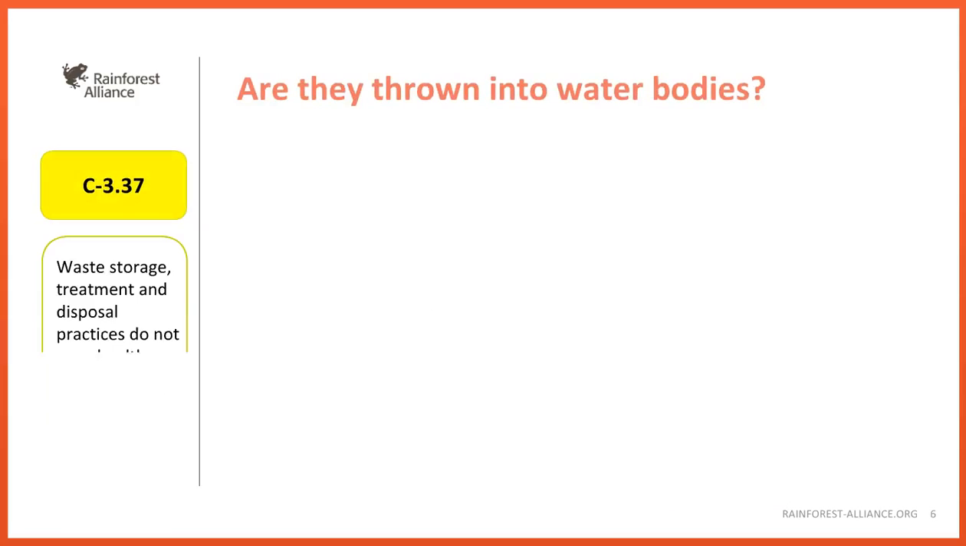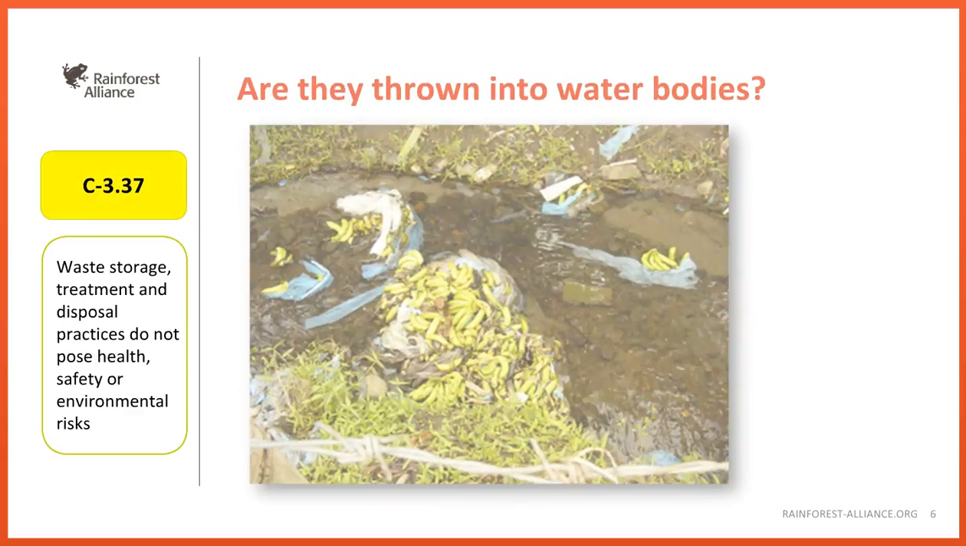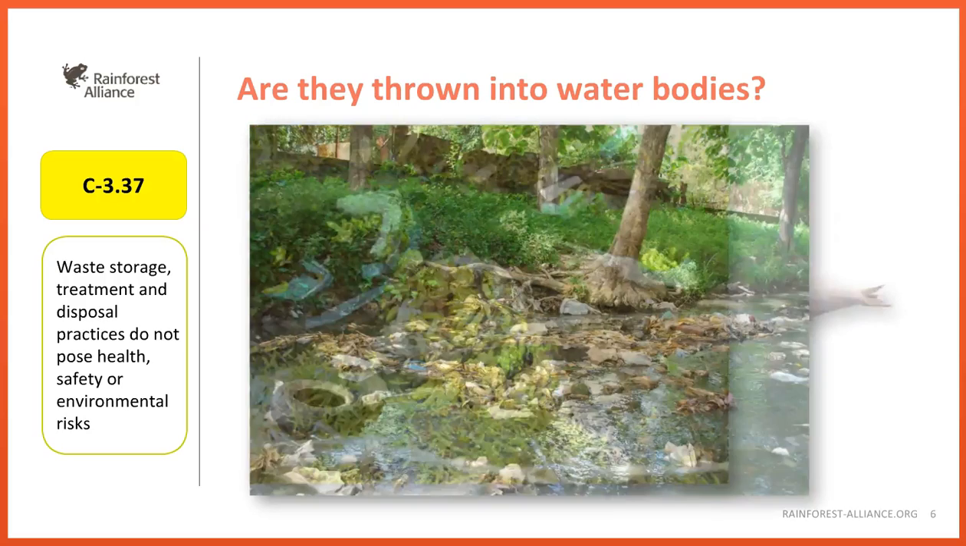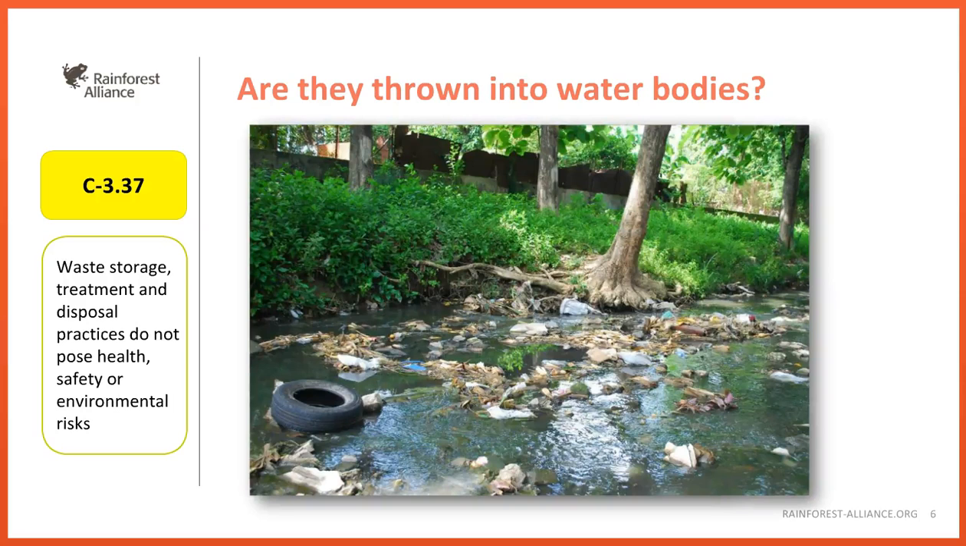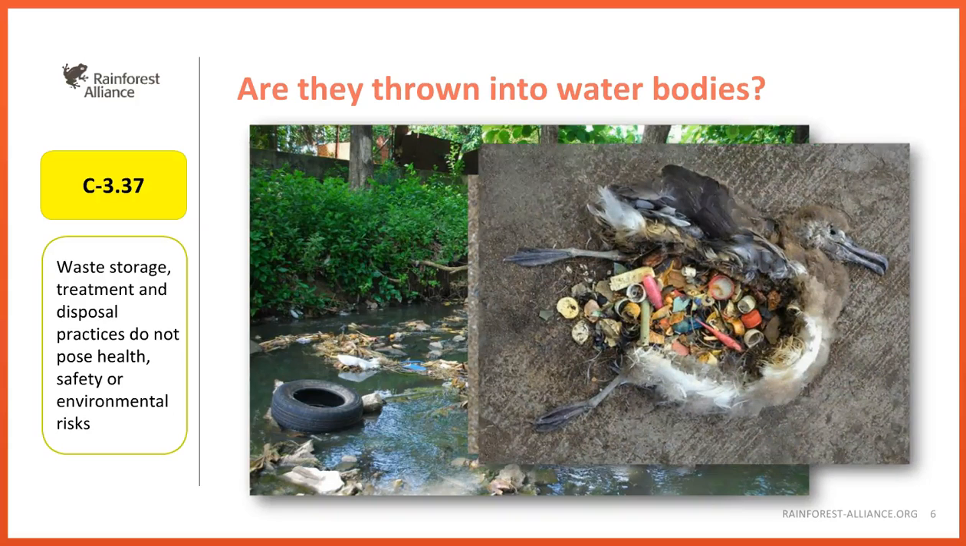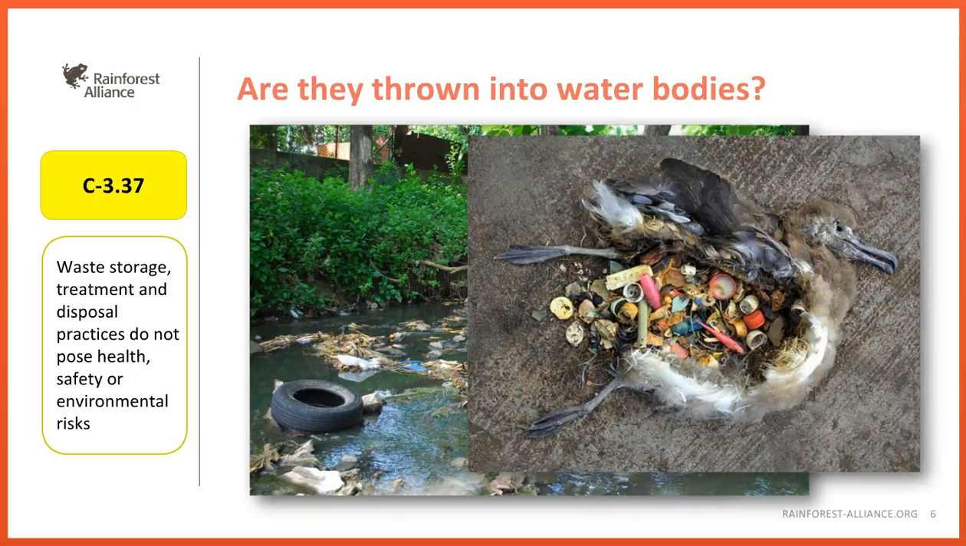Are they thrown into water bodies? If your waste is thrown into water bodies, such as rivers and lakes, they will contaminate the water and affect the animals living in the water, such as fish. Animals eat pieces of plastics and metals, thinking that they are food. There are countless birds dying each year because of having eaten plastics and metals that were thrown into the environment. In these pictures, you see what was inside the dead bird's stomach. Your waste should not create any of these sad stories.